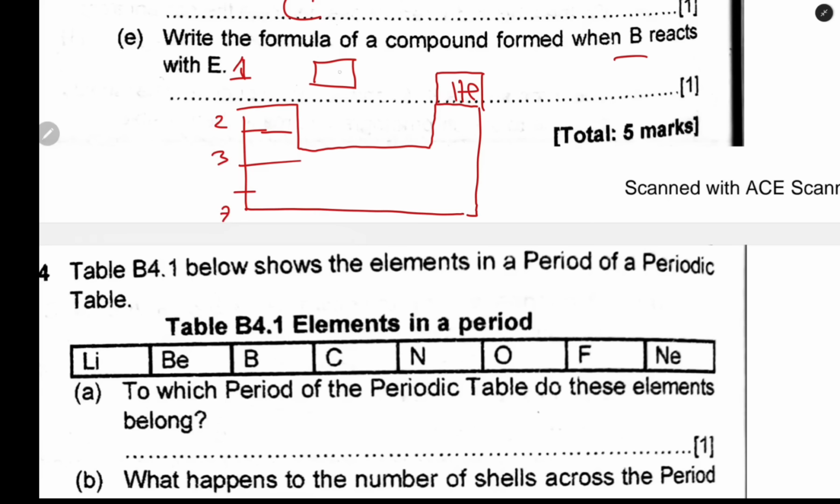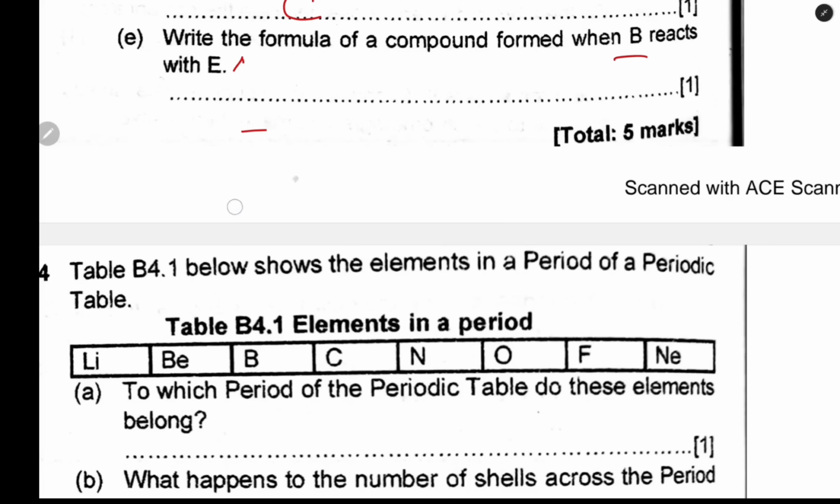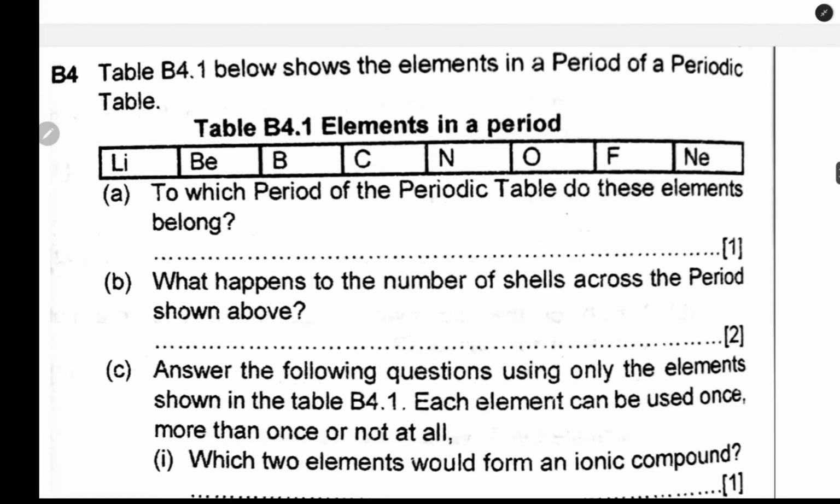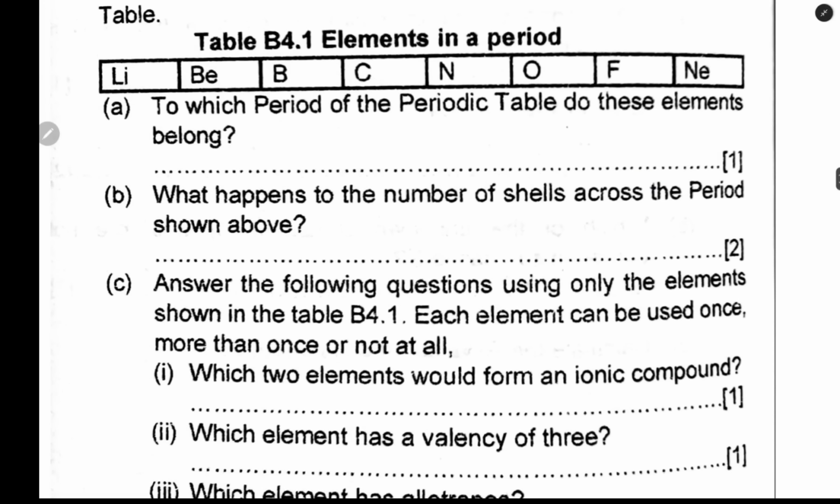Don't make the mistake of starting counting from here as period 1. Okay, that mistake, you might make it. So make sure that you understand very well. If we look at the periodic table, these belong to period 2. Okay, so it belongs to period 2.